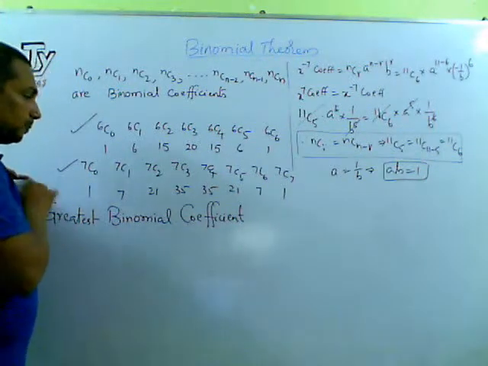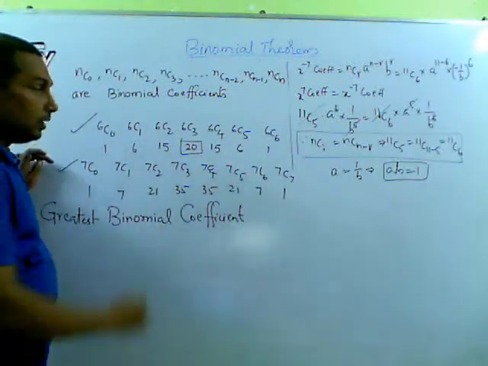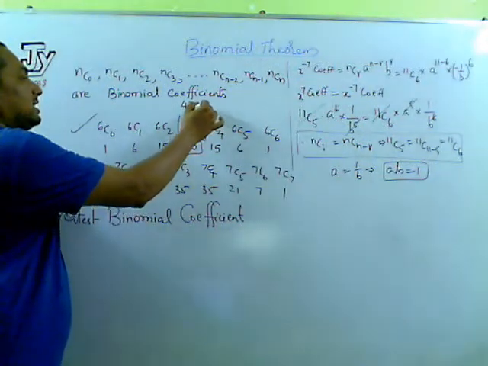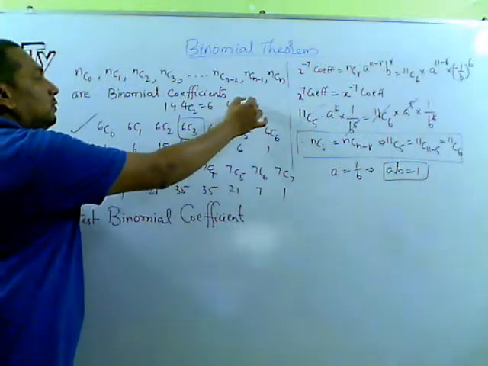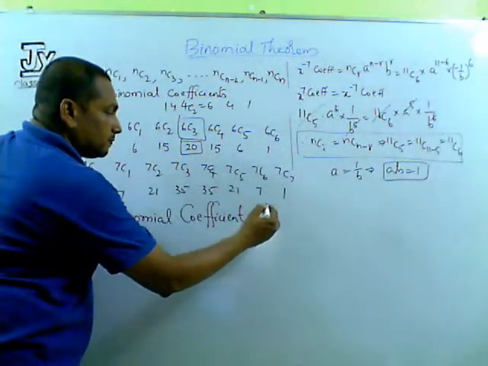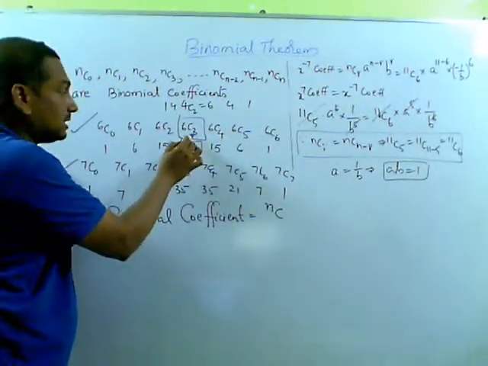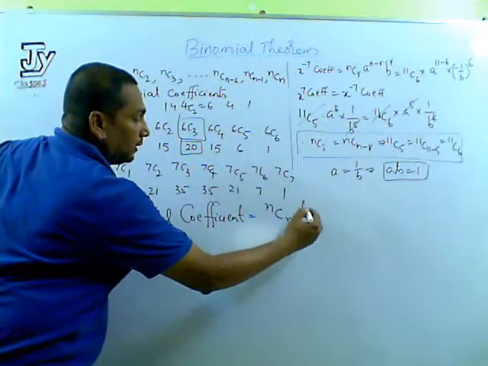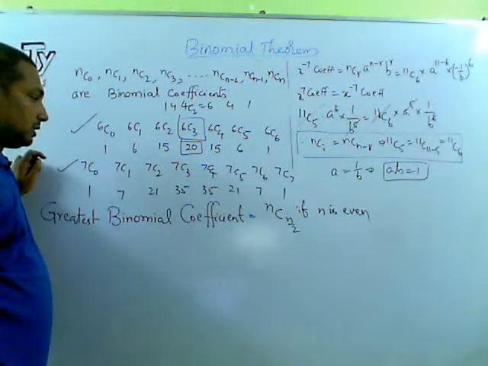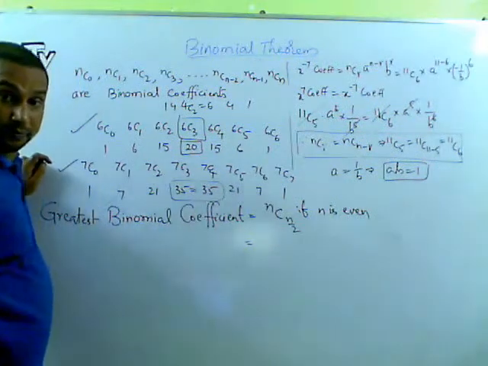Even power, odd power. So among the coefficients, which is greater? 20. What is its other name? 6C3. For the power 4, 4C2 is the greatest: 1, 4, 6, 4, 1. So 4C2 is 4, 2 and 6C3 is 6, 3. So nC(n by 2), if n is even, is the greatest binomial coefficient. See, here two coefficients are equal, which are greatest.